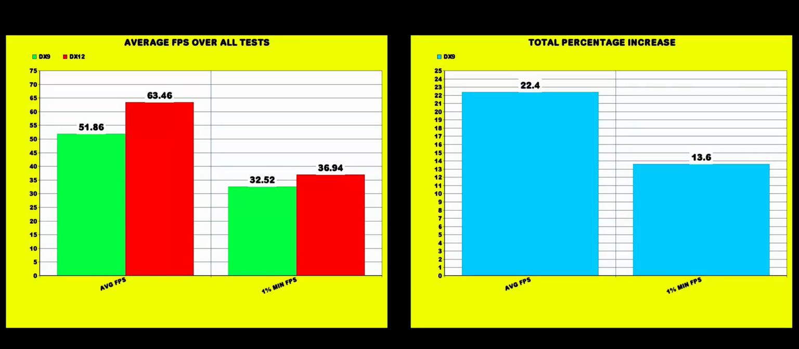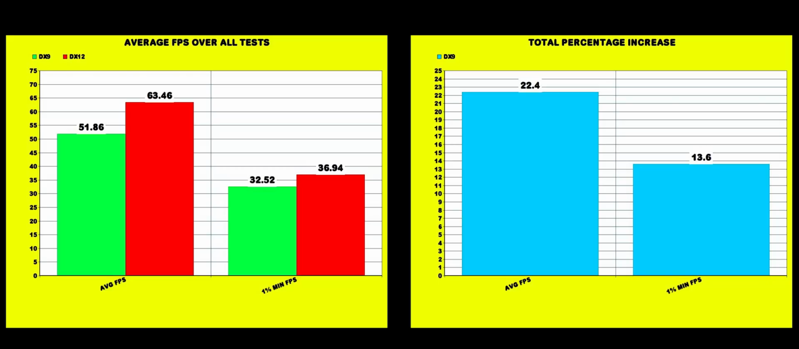Talking about percentages, we're going to be moving into a different graph right here that is going to be showing you guys the total percentage increases. So we have average FPS, which increased by 22.4%, and it's almost a 25% increase, guys. Almost 25% increase across the board. This is across the board. This is a 25%-ish increase, which is just incredible for the amount of work it requires on your end.